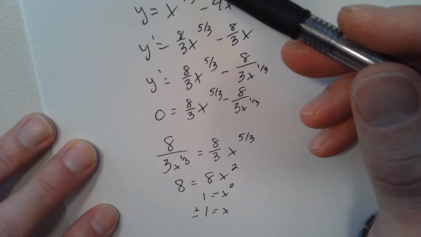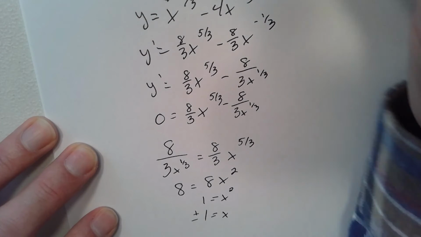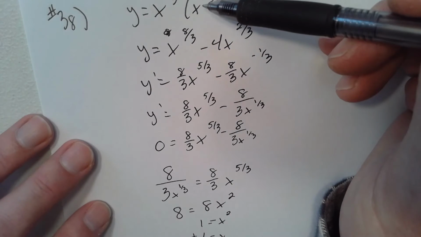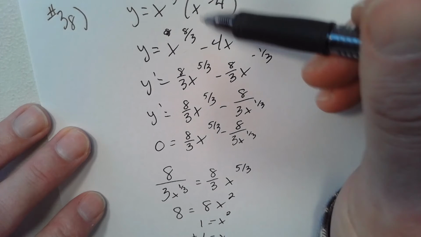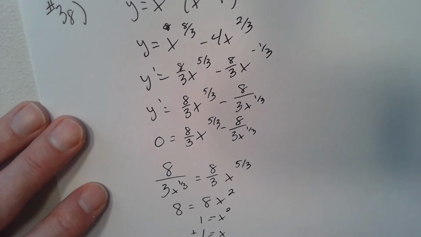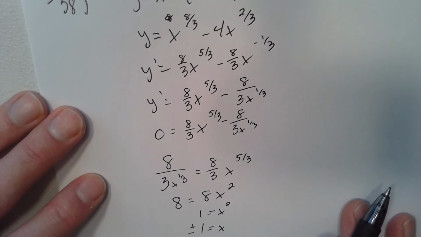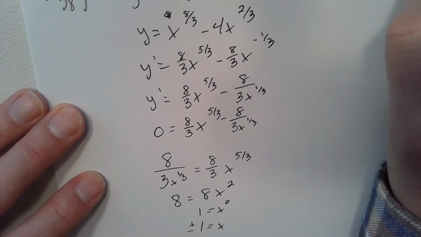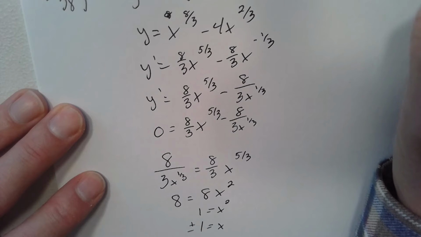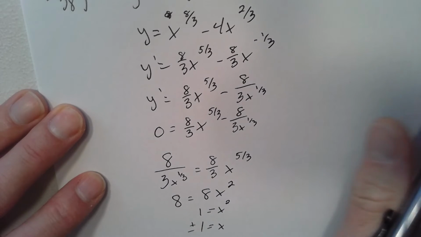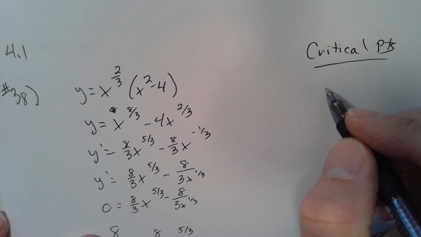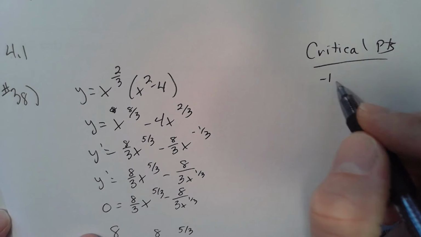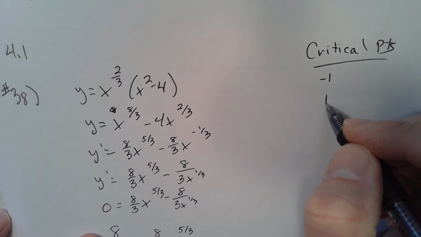Plus or minus 1, both of those are part of the domain. The domain would be all real numbers. Okay, so we have horizontal tangent at 1 and negative 1. So critical points so far we've got negative 1 and 1.